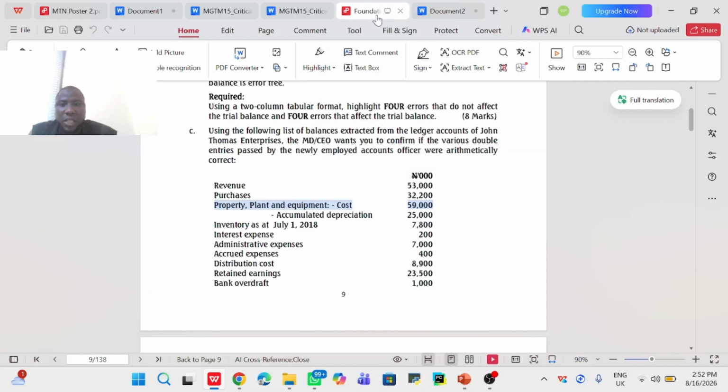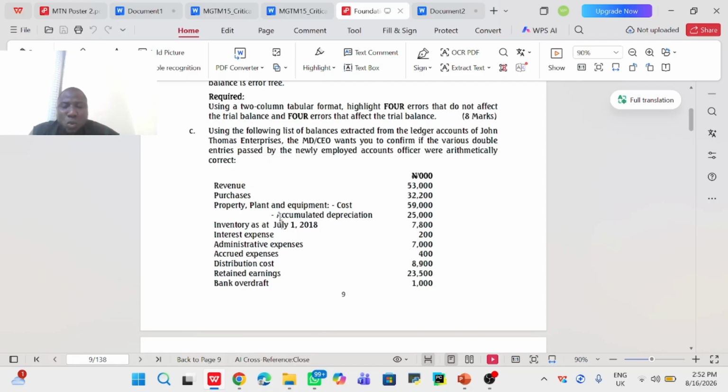Another one, accumulated depreciation. Yes, this is an interesting one. Normally, depreciation is an expense in financial accounting, so depreciation is on the debit side. But accumulated depreciation is not an expense. It is classified differently.